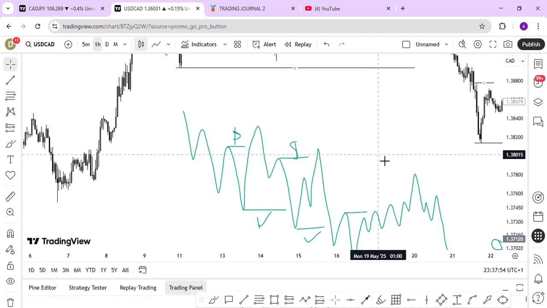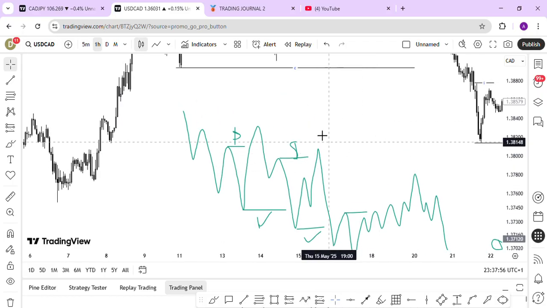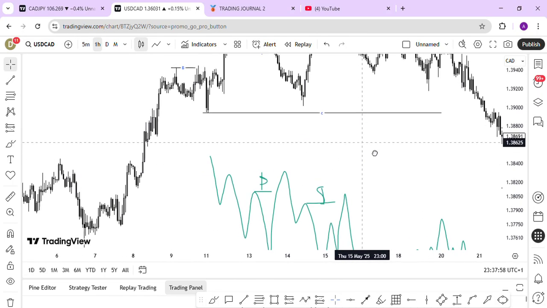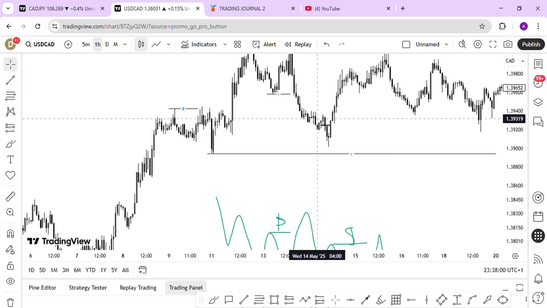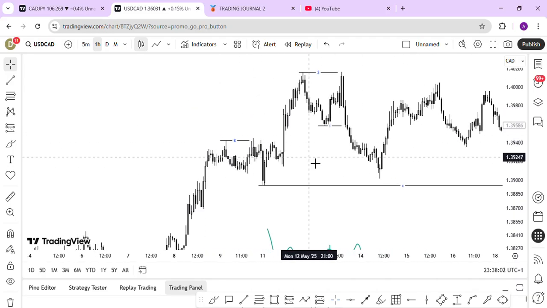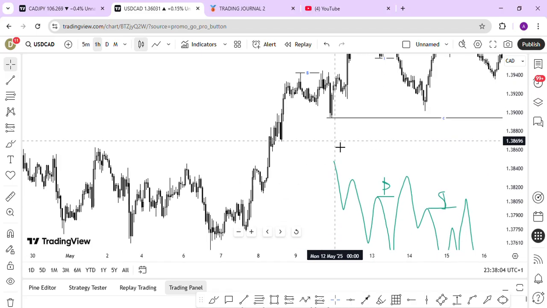So let me go straight to the video. After this explanation, let me show you what I have on my chart. This is CAD USD. So look at this.